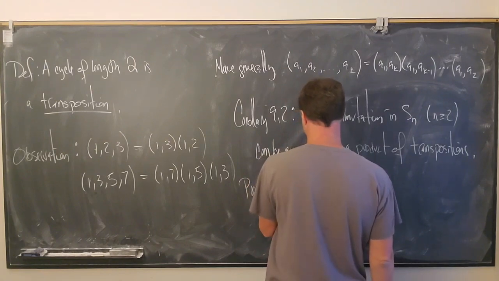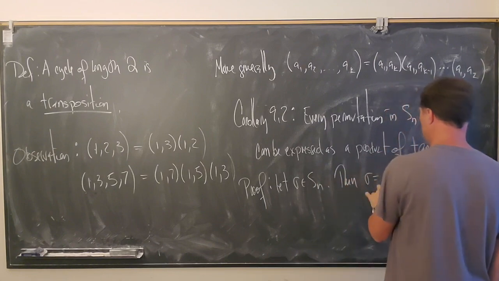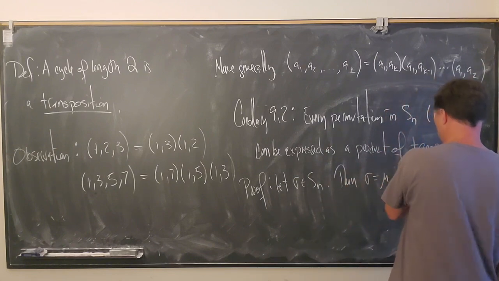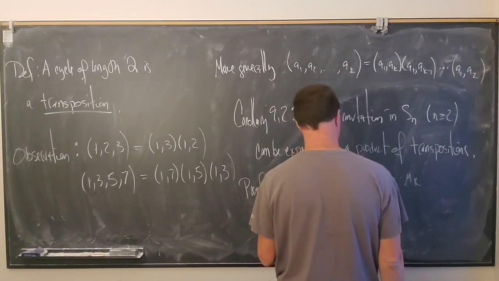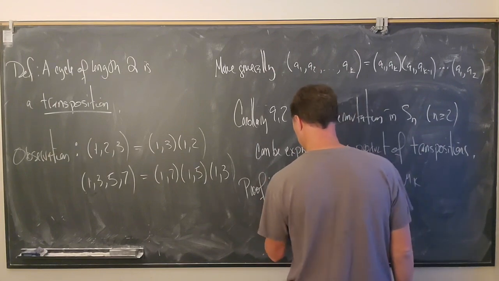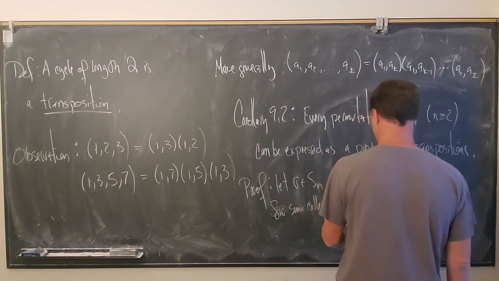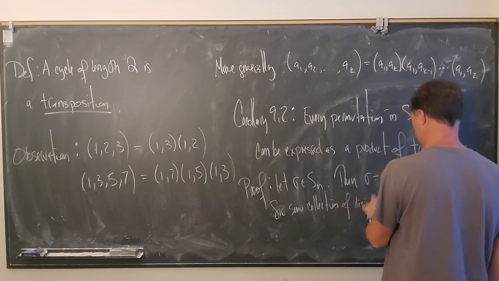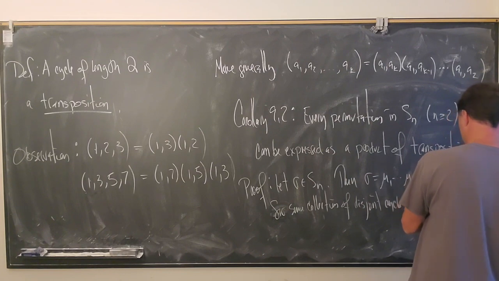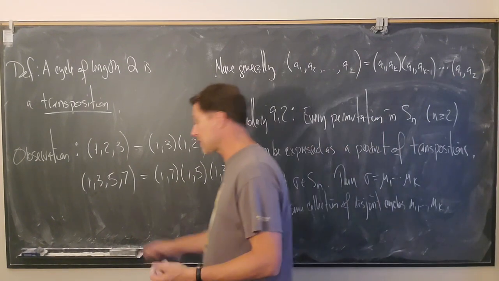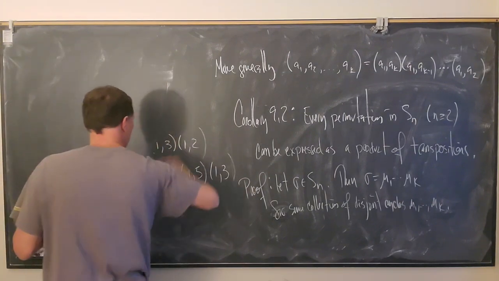Let sigma be an element of S sub n. Then sigma is equal to mu1 up through mu k, some product of disjoint cycles, right? So, for some collection of disjoint cycles, mu1 up through mu k. So step 1, express sigma as a product of cycles. The disjointness is not really necessary, but it's true that we can do it with disjoint cycles.